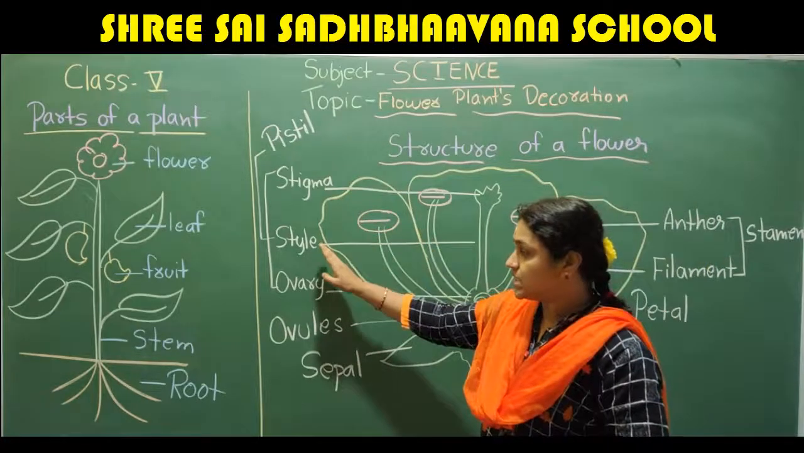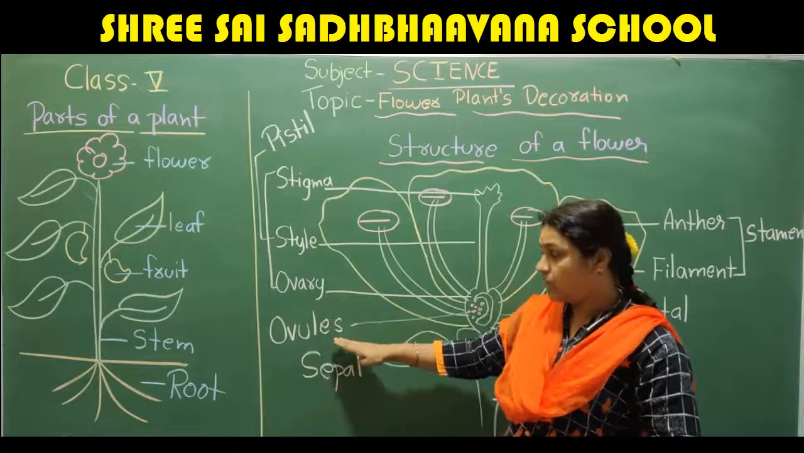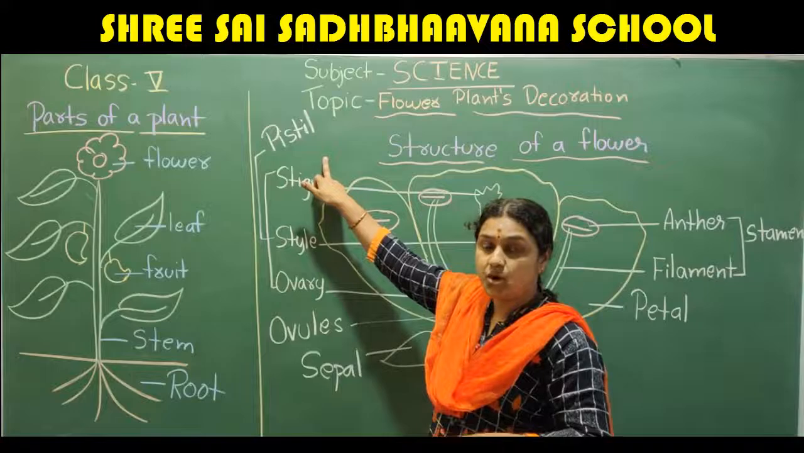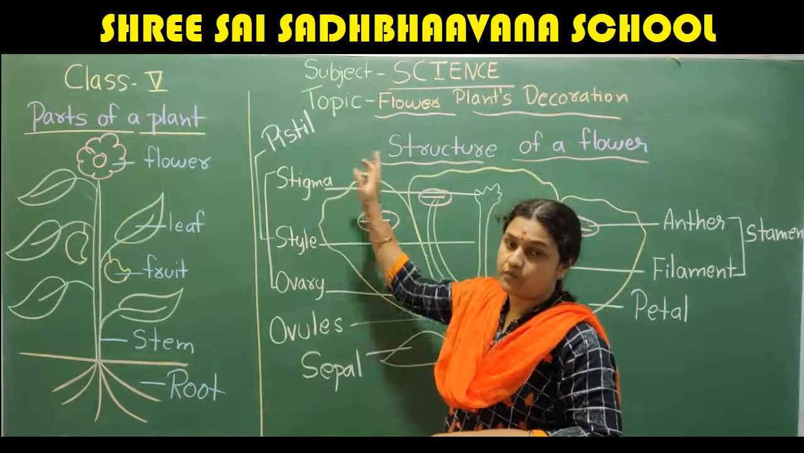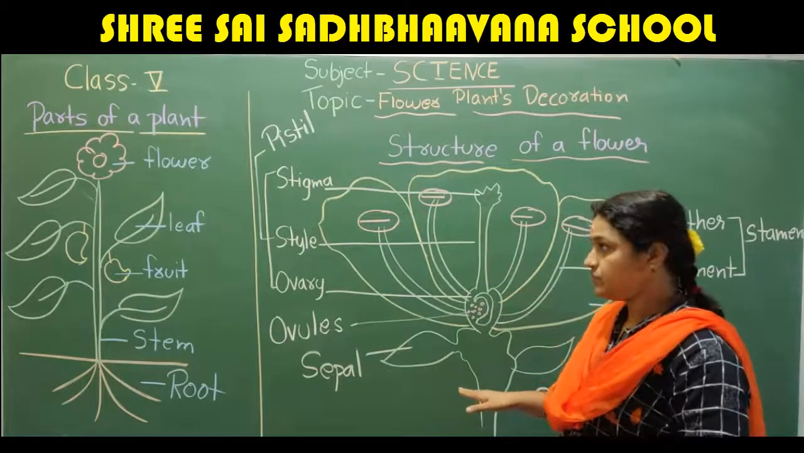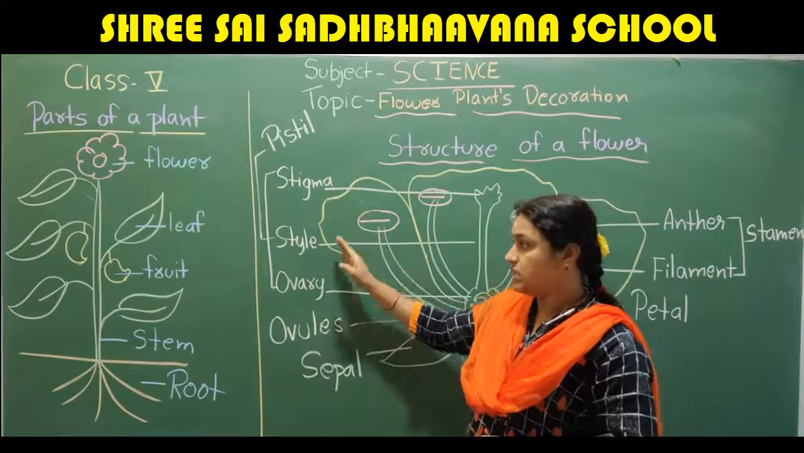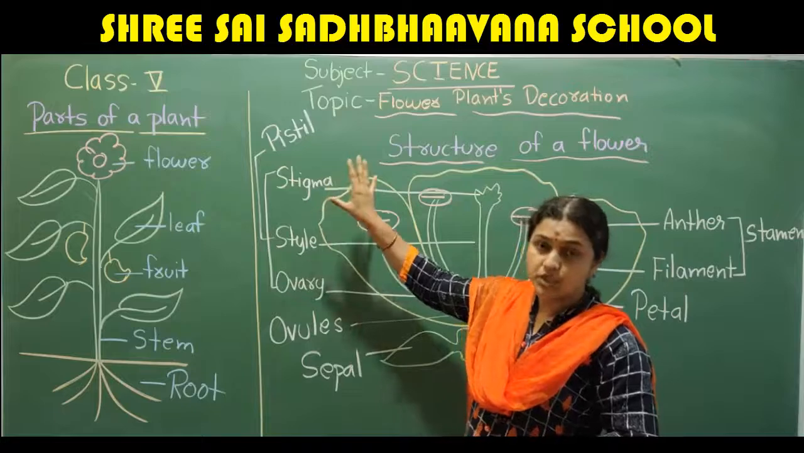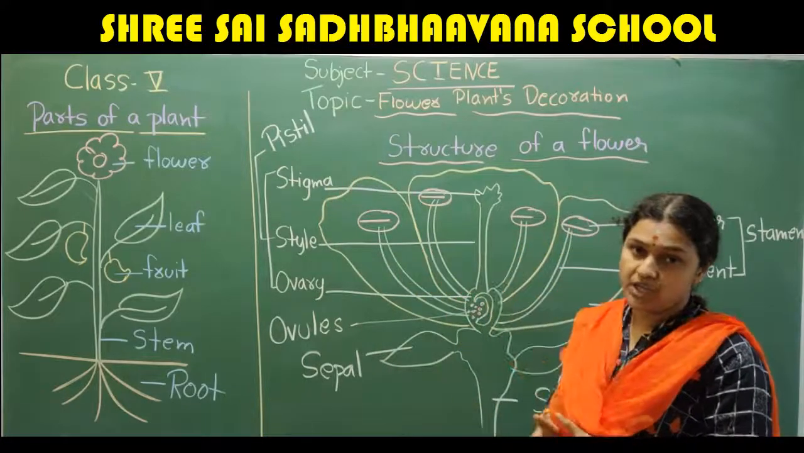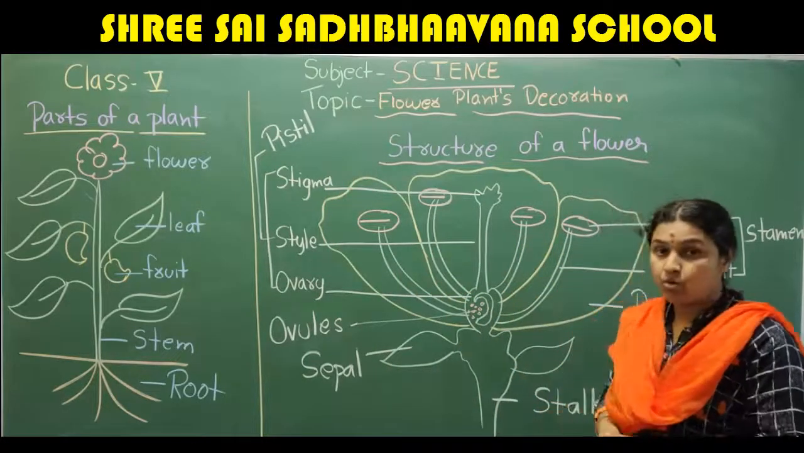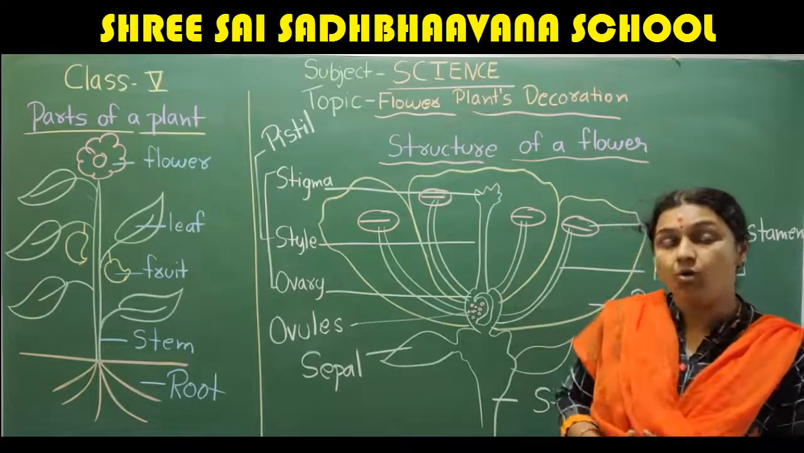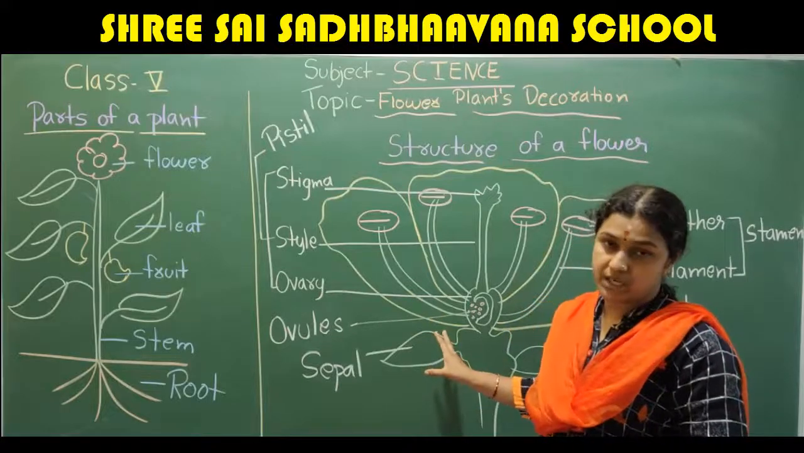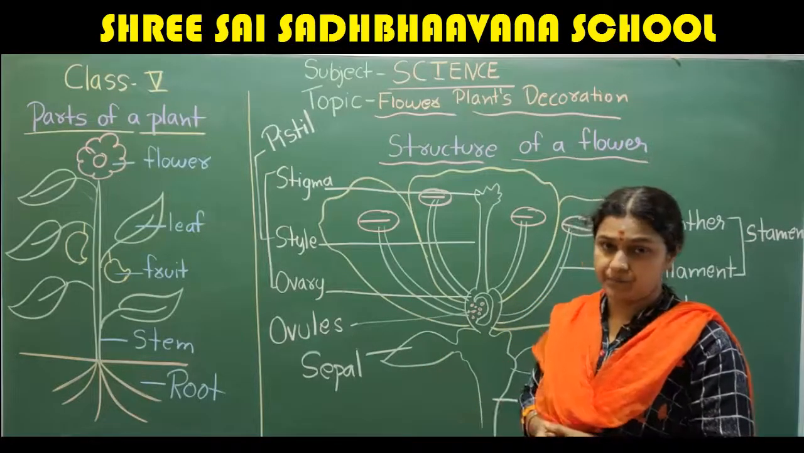Now the stigma, the style, and the ovary and the ovules together are called the pistil, which is called the female part of the flower. So stigma, style, ovary, ovules, they are called the pistil, which forms the female part of the flower. So we understood how important a pollinator is in making a new seed or a new embryo.